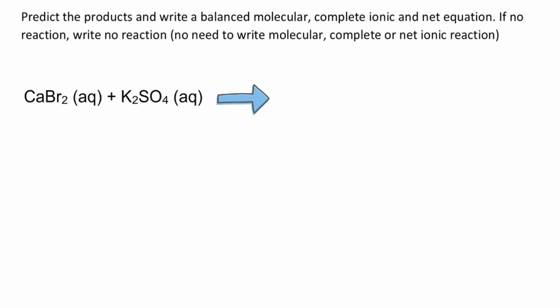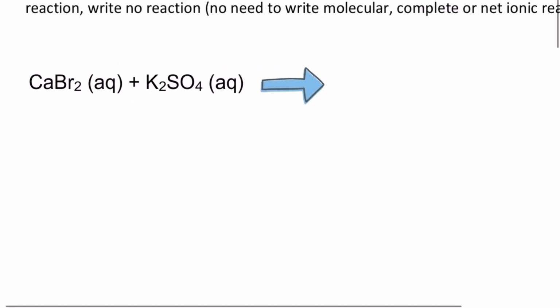For this activity, you're going to need to have your periodic table and your solubility chart, just so you can help follow along. With this question, the main thing that it asks us to do is predict the products and write a balanced molecular, complete ionic, and net equation. And then it also says if no reaction, write no reaction. But I don't think we'll be needing to do that today.